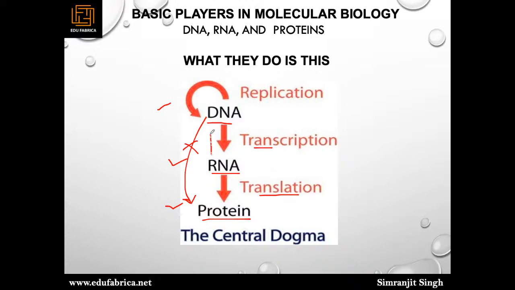This could happen: from RNA, a complementary DNA can be produced with the help of the reverse transcriptase enzyme. Yeah, and also from protein, RNA cannot be produced. So this is also no. So the only cases that are possible are that RNA could produce DNA, and DNA could also self-replicate. So this is the basics of your central dogma of life.